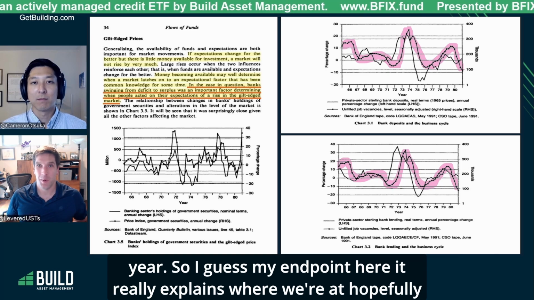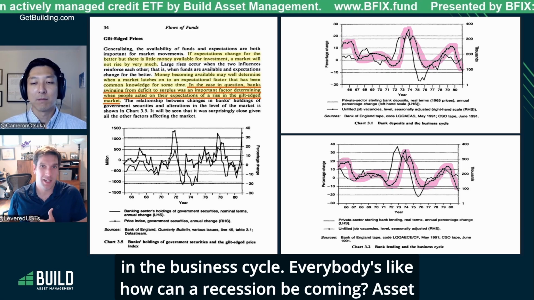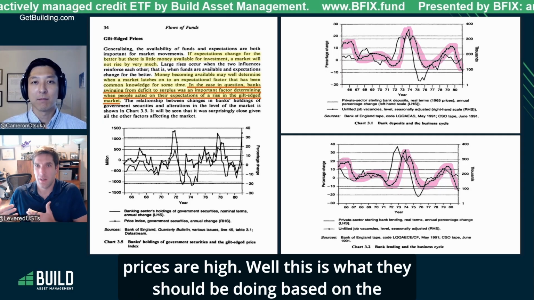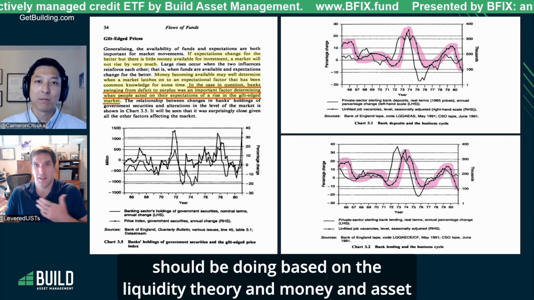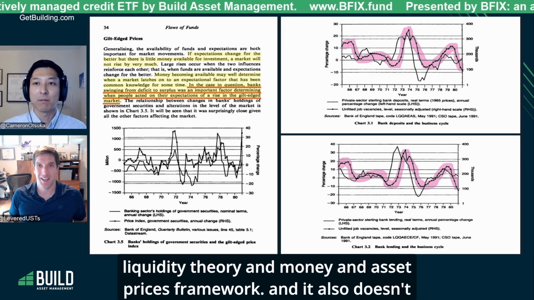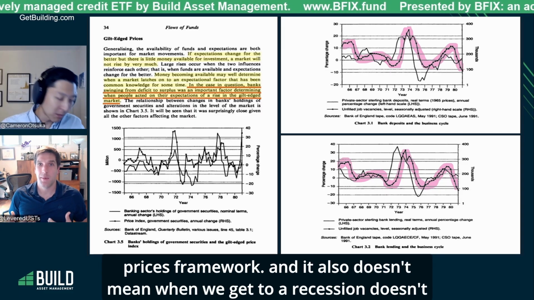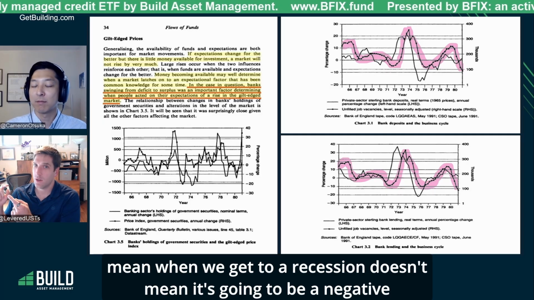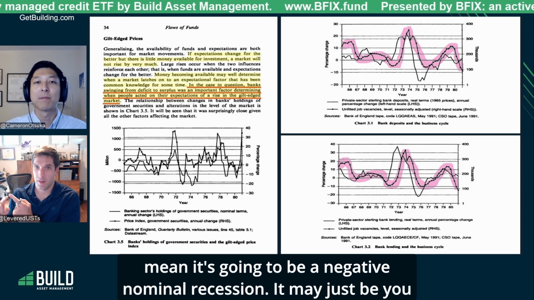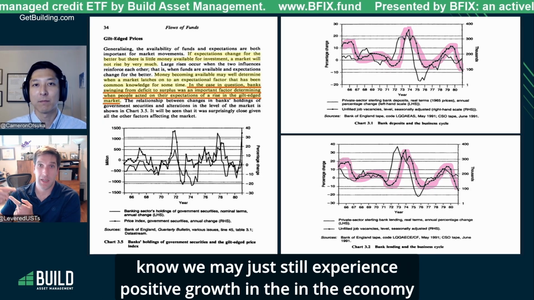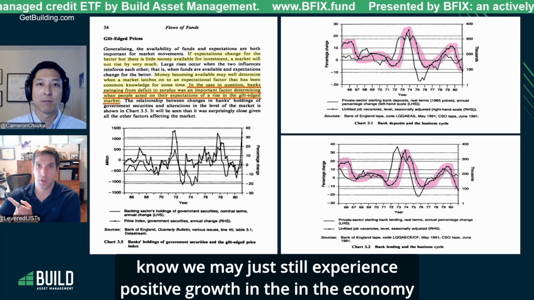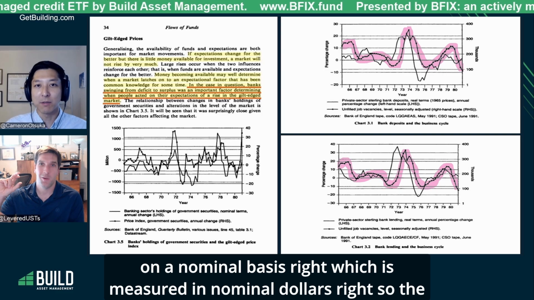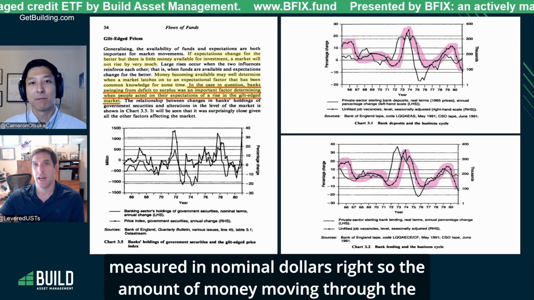So I guess my end point here is that it really explains where we're at, hopefully, in the business cycle. Everybody's like, how can a recession be coming? Asset prices are high. Well, this is what they should be doing based on the liquidity theory of money and asset prices framework. And when we get to a recession, it doesn't mean it's going to be a negative nominal recession. We may just still experience positive growth in the economy on a nominal basis, slower, right? Which is measured in nominal dollars.